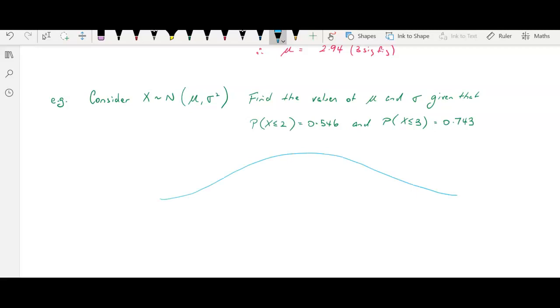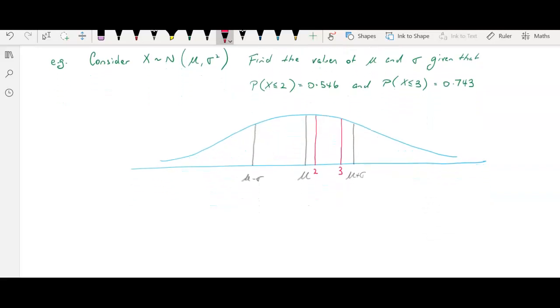We have a bell curve. We have an unknown mean, and we have an unknown standard deviation. What we do know is that 2 lies such that 0.546 of the scores lie below it. So that's going to be 0.546 in here somewhere. So I'm going to put my 2 here. And 3 lies such that 0.743 lie below it, so I think that's still within 1 standard deviation. So I'm going to put 3 about here, 0.743 to the left of 3.